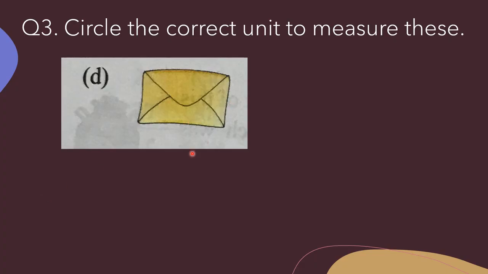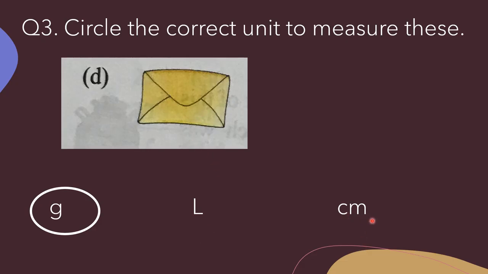Now in D part, here is an envelope. Okay, and we have three options: grams, liters or centimeters. Now we have to circle the correct unit. So first unit is given here grams. Okay, so beta if we want to find out the weight of this envelope then we can find out with the help of gram. So we will circle gram. Okay, and liter we cannot use because liters is used for measuring liquid things and we cannot put liquid things in an envelope. Okay, so leave this one.